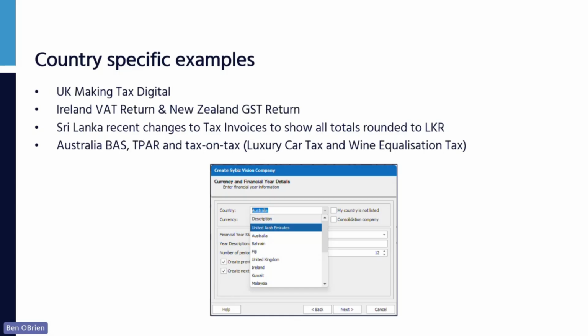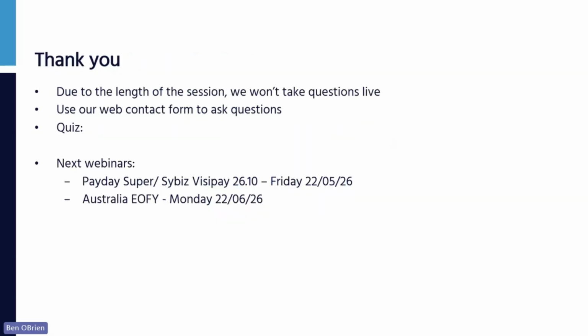And then in Australia, we've got a few other idiosyncrasies. So we've got our business activity statement. We also have the taxable payments annual report, and we support tax on tax. Examples of that are the luxury car tax and wine equalisation tax. So, yeah, with that, obviously we could have spent the entire day going into more detail on reconciliation and things like that, but hopefully it's given you a good overview and some key takeaways for making life easier from a Sybiz Vision tax reporting perspective.